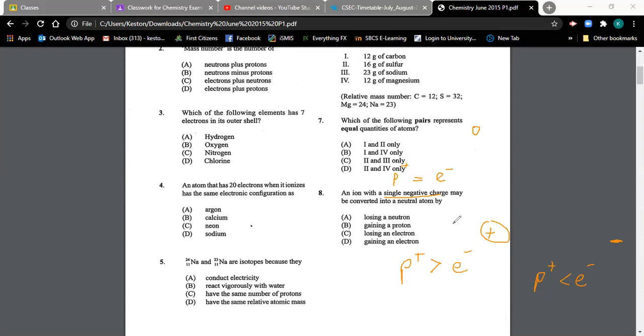Right? So it's negative right now because there are more electrons than protons. That's the only way we could have a negative charge. So if you want it to be converted back to a neutral atom, we need to lose an electron. A single negative charge means just one more electron than proton. If we lose this one electron, we'll have equal amounts of protons and electrons, and we'll be back to a neutral atom. So losing a neutron has nothing to do with protons, nothing to do with gaining electrons. You're looking at C.